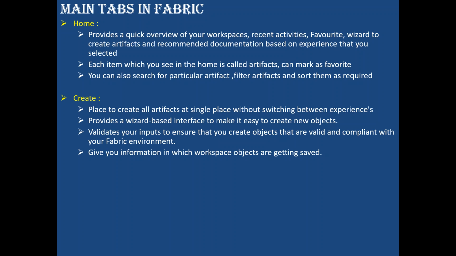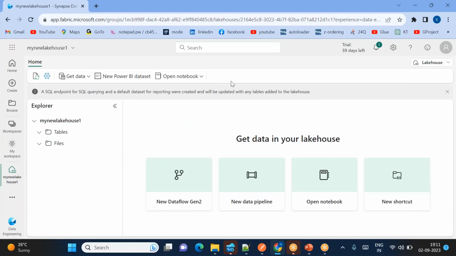Just as we have seen how we created the lake house, like that, it will show all the artifacts. You just click on whatever artifact you want to create and it will allow you to create it. You can validate your inputs to ensure that you create objects that are valid and compliant with your Fabric environment. What it means is, when you are creating the names, you can check whether they are valid and compliant with your Fabric environment or not. And it will give you information on which workspace the objects are getting saved. So when you are creating, it will tell you in which workspace you are creating. What a workspace is, I'll be discussing in today's session itself.